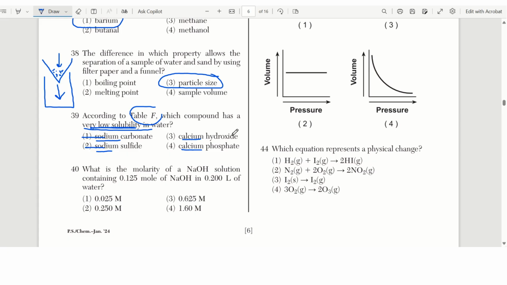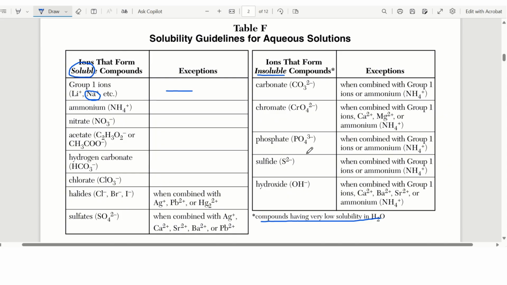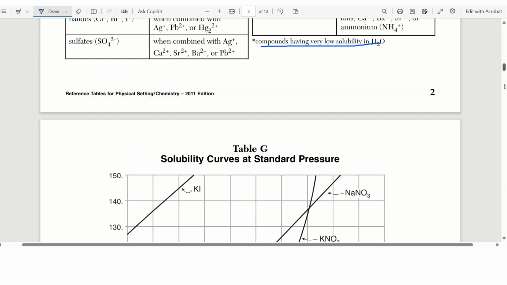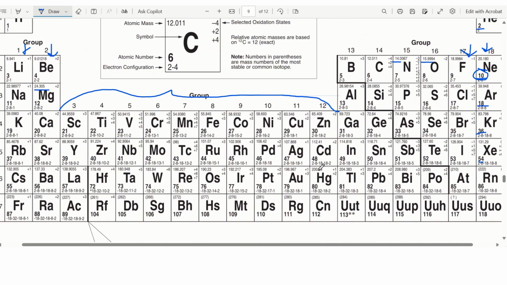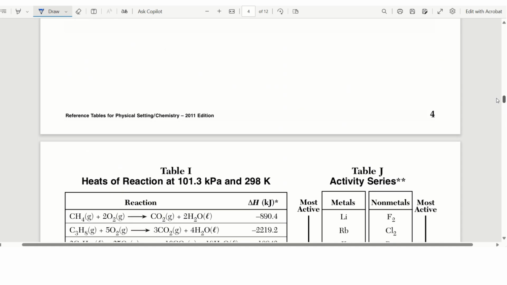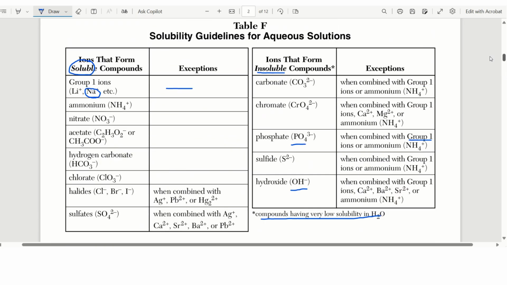Now, either calcium hydroxide or calcium phosphate is my answer. So I have phosphate and I have hydroxide here. I don't have calcium in any of the rules. So you can see that phosphate has exceptions, but it's group 1 and calcium is not in group 1. If you don't remember that, then you just look. Here's calcium in group 2, not in group 1, right?